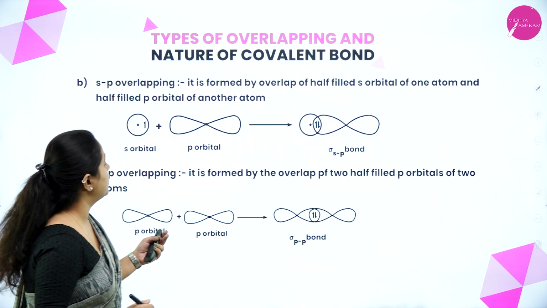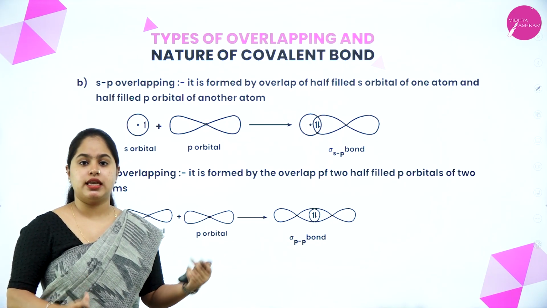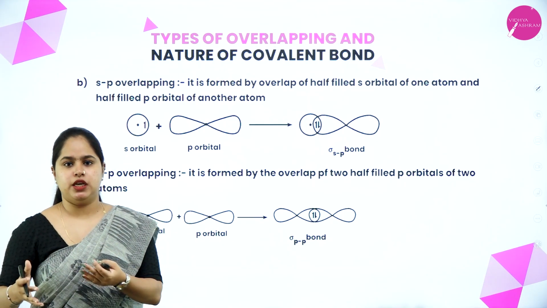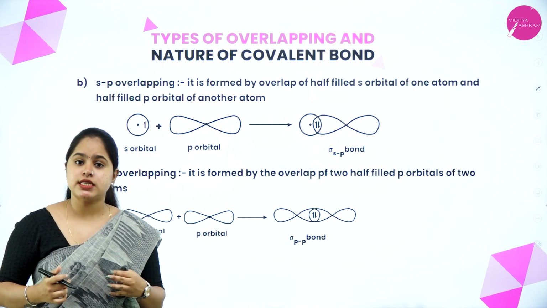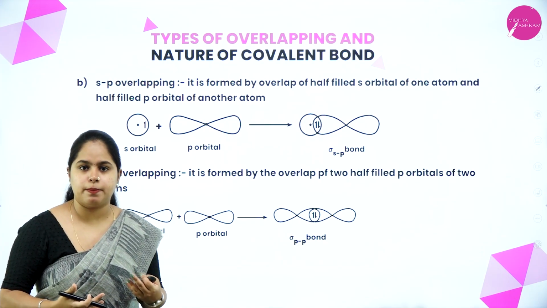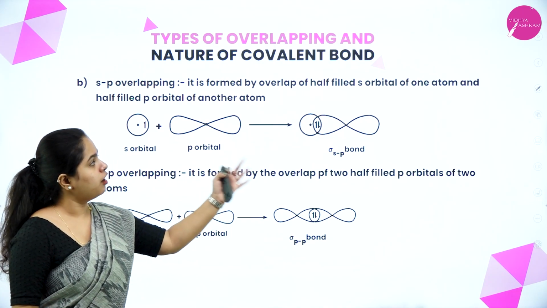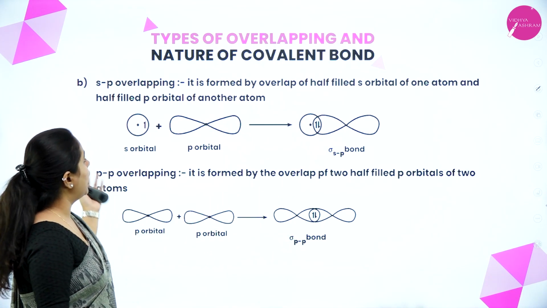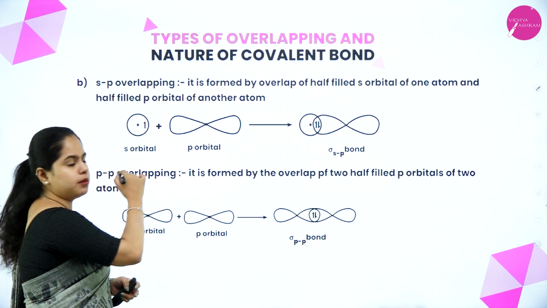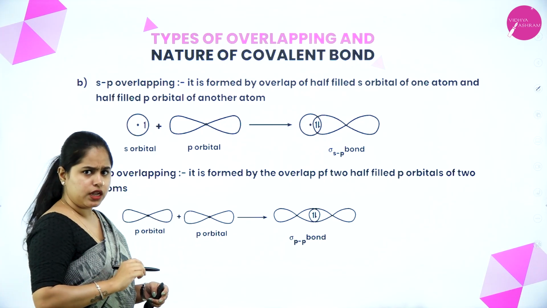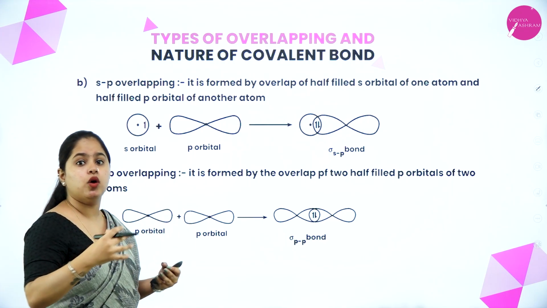Now, coming on to the next one, that is s-p overlapping. From the name itself, you can suggest that an s orbital and a p orbital will be overlapping with each other, right? Even this is head-on overlapping. It is an example of sigma bond, right? It is formed by the overlap of a half-filled s orbital of one atom and a half-filled p orbital of another atom. As you can see, this is the s orbital and this is the p orbital. Right. Now, along the internuclear axis, they are head-on overlapping.